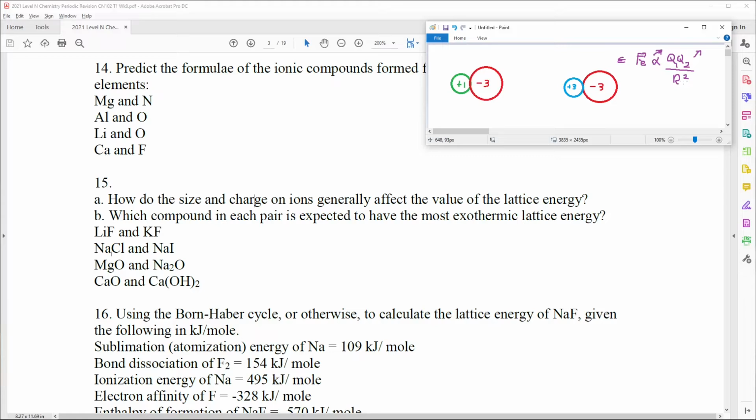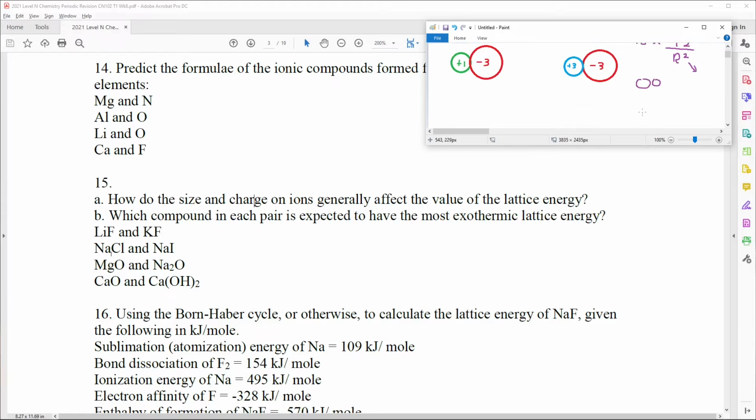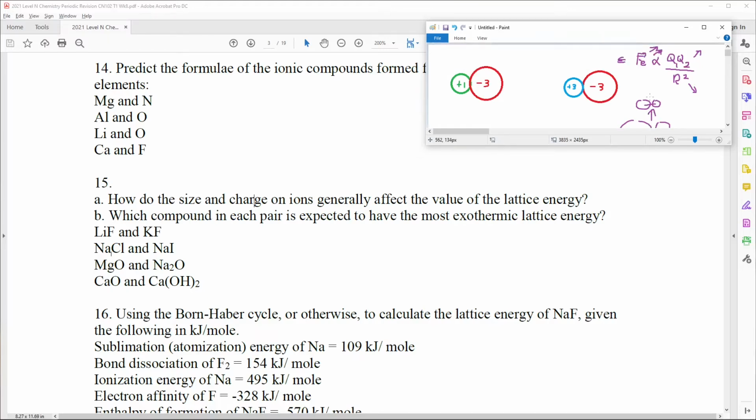because it's like give and take. So even if you need more energy to break, it just means that you're going to get more energy when you form. So if the distance decreases, again the force increases. So your highest force is the ones with the greatest charge and the smallest distance between them. And because the distance relies on the size of the ion itself, the smaller the ion, the stronger the bond, the stronger the force, so therefore the more exothermic the lattice energy is.